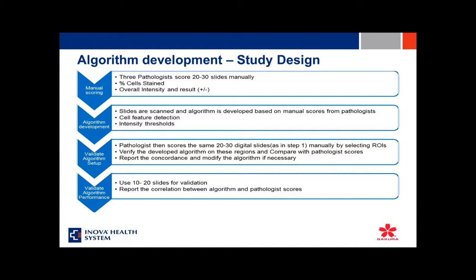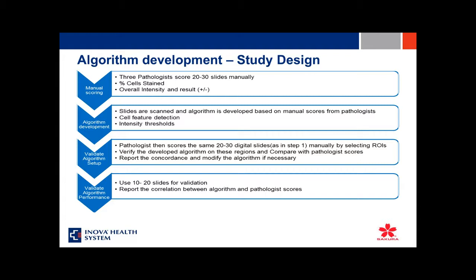And then the next step was to validate the algorithm setup that was based off of manual scores. So we utilized the pathologists, where after a washout period of 3 weeks, they again scored those slides digitally this time. But they also outlined regions of interest, and they scored each region. They scored the percentage of cells that were stained for each region and also the overall intensity. And the algorithm that was developed in the first step was verified against these regions and then compared with the pathology scores on how well the algorithm performed. And then modifications were done if necessary to be close to the pathologist scoring.